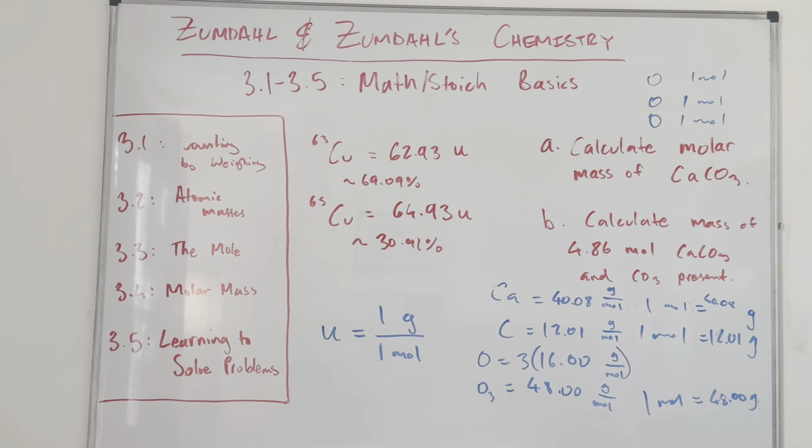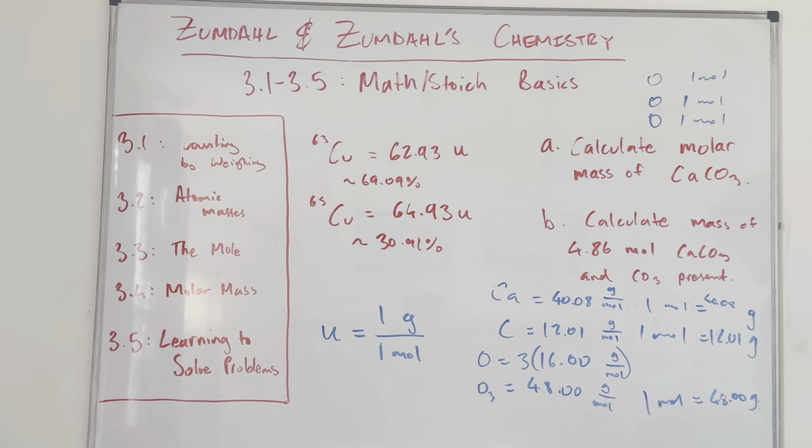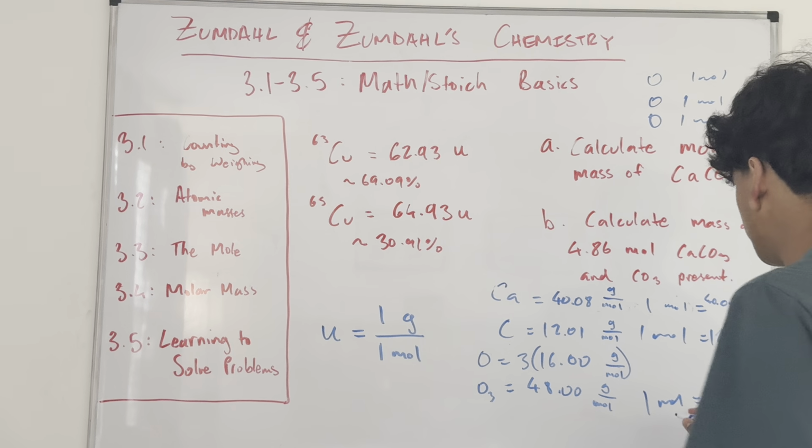So 40, let me get my calculator. I'm doing this problem for the first time. And that way we can find the molar mass. 40.08 plus 12.01 plus 48. So that should be 100.9.